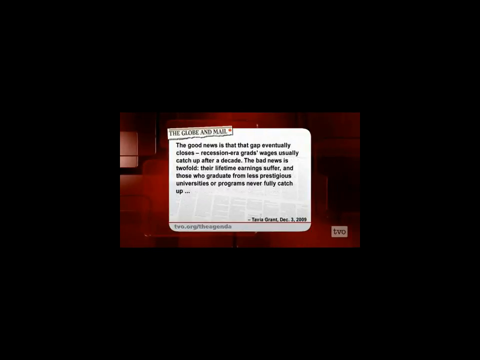The U of T labor economist, Philip Oreopoulos, has examined what happened to Canadians who graduated in the past 2 recessions, so early 80s, early 90s. He's found their earnings lag peers who graduate during good times for a full 8 to 10 years. That wage gap is likely to happen in this recession too, he said. The good news is that gap eventually closes. Recession-era grads' wages usually catch up after a decade. The bad news is twofold. Their lifetime earnings suffer, and those who graduate from less prestigious universities or programs never fully catch up.